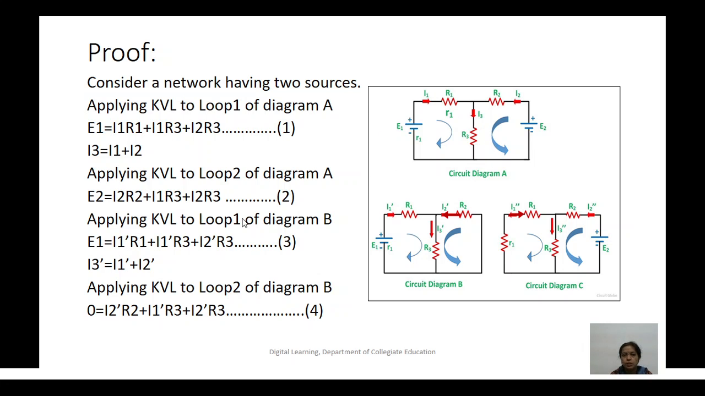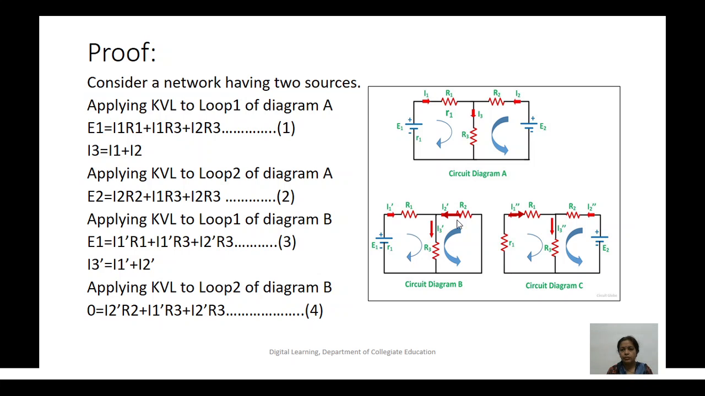Again, I3 is written as I1 plus I2. That is equation 2. Now we'll come to diagram B. So we take one source at a time now and apply KVL to both the loops. So for the first loop, E1 is equal to... now, as we have only one source, current through different branches will change. We don't have the second source. So let the currents be I1 dash, I2 dash, I3 dash.